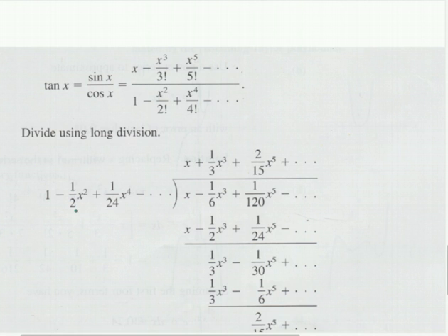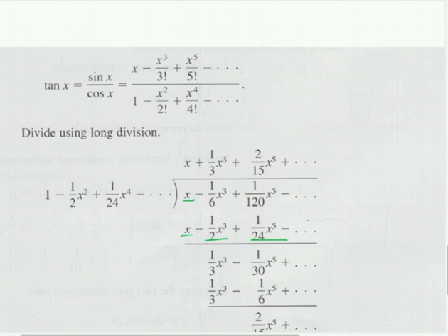Alright, so now we just do long division. We say 1 times what will give me this x? Well, that's going to be x. And then you take this x and you distribute it back through. So that's going to be x right here, negative 1/2 x cubed right here, and x times that is 1/24 x to the 5th, and so forth. Let's just leave it at this. I think this is good enough. Okay, so then we've got that done.